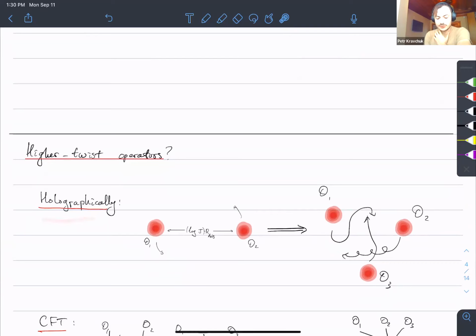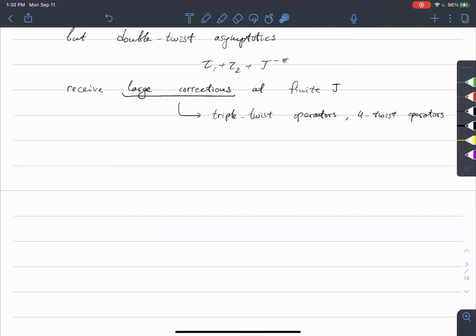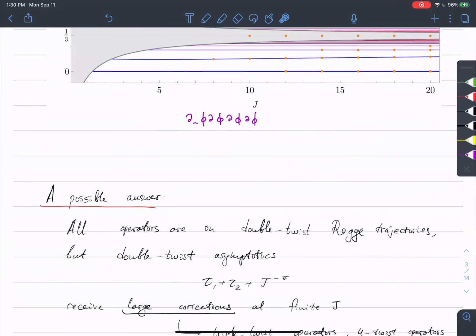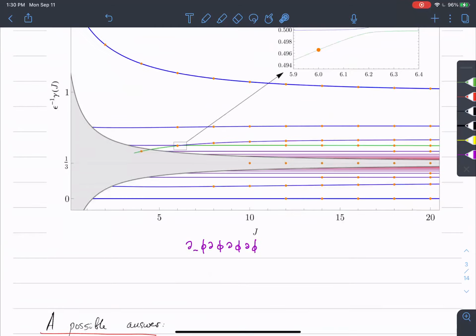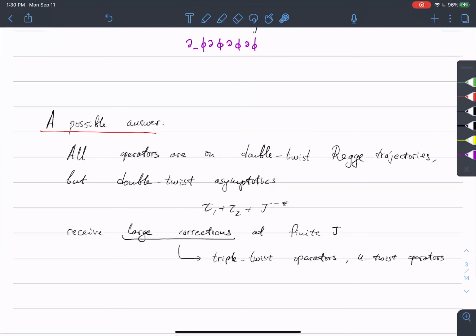In this holographic setup, instead of trying to think about... So you made this statement that on the correct Regge trajectory, these double twist operators might have some distance. Can you go to the page below this? Yeah, this tau1 plus tau2 plus this j to the power some correction, there's some power.